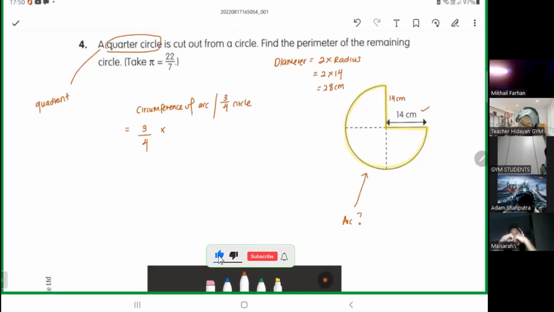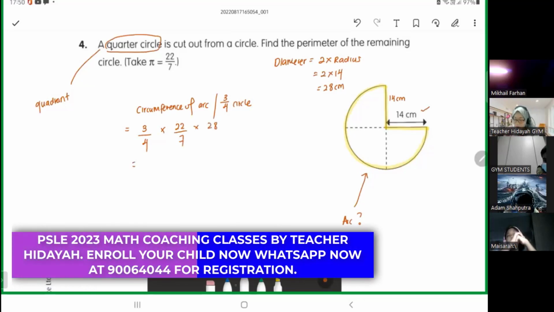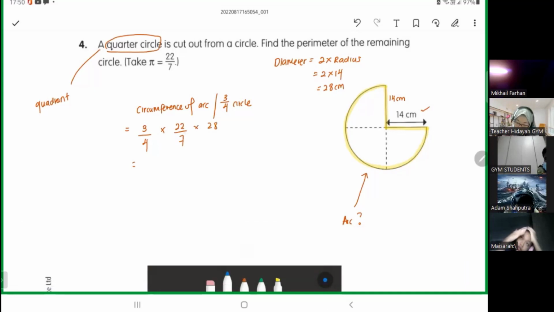No, pi first, sorry: 22/7 times the diameter, 28. Since you cannot use your calculator, you have to cancel as much as possible. So 7 and 28, 1, 4, then 4, 4. We are left with 3 times 22, 66 cm. So we know that this arc is 66 cm.